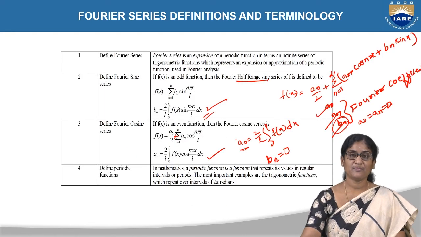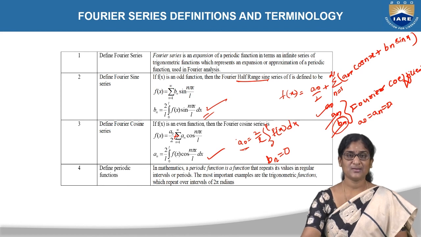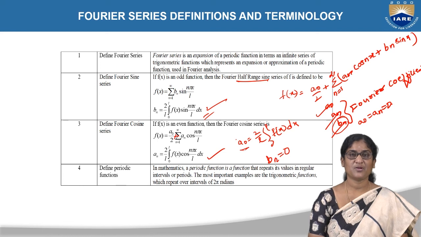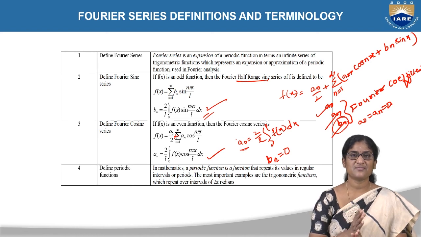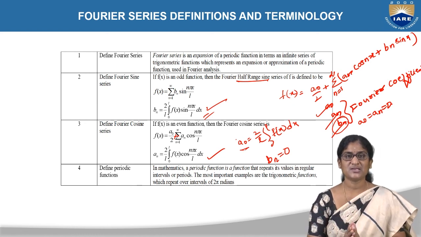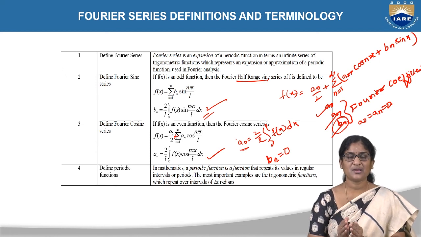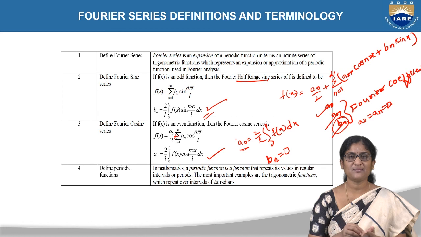Recapitulating the summary of the definitions and terminology: in this session, we have learned the definitions and terminology of the Fourier series. Fourier series is a tool to expand a given function in an interval. It gives the expansion of the function in sine and cosine series, and based on the interval, the Fourier coefficients a0, an, and bn are determined.